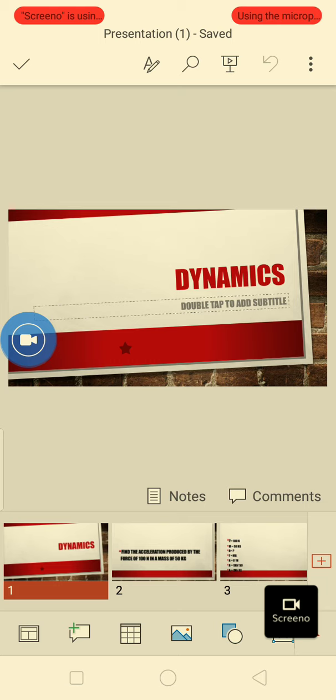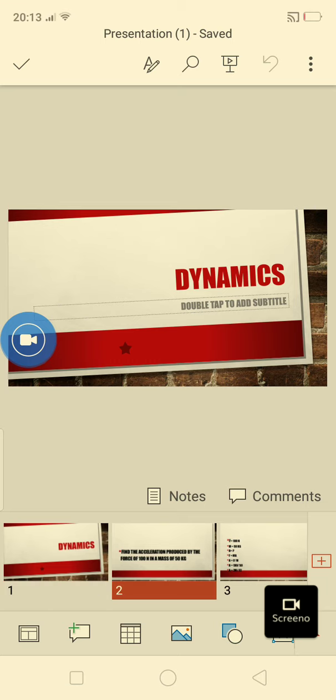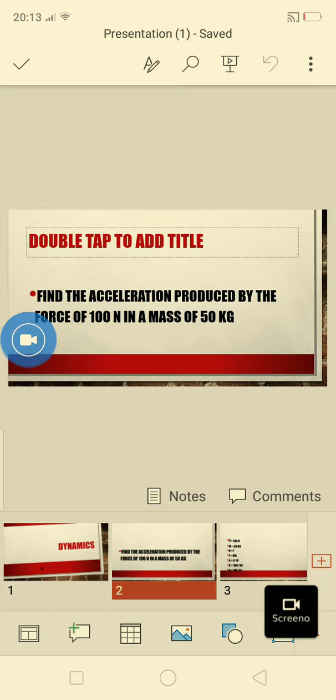Today we are going to start with the dynamic problems. Find the acceleration produced by the force of 100 Newton in the mass of 10 kilograms. So we have to find out the acceleration.